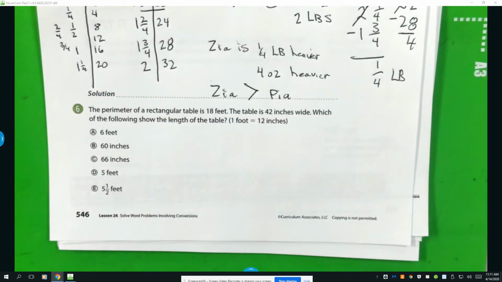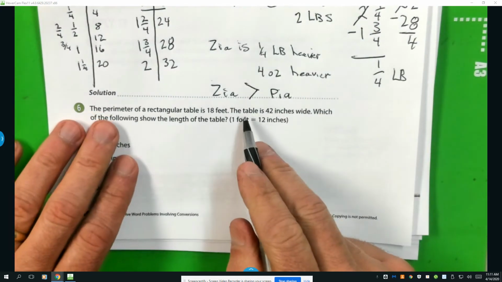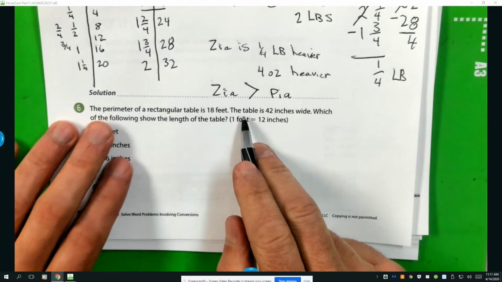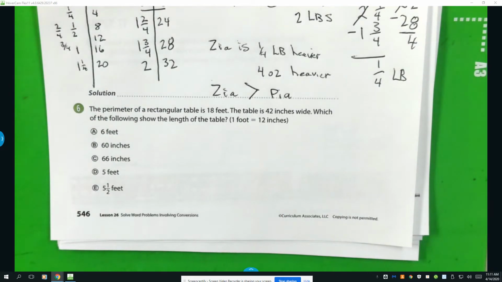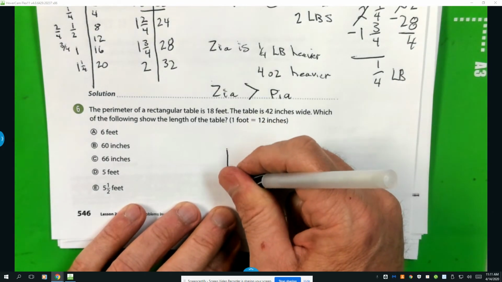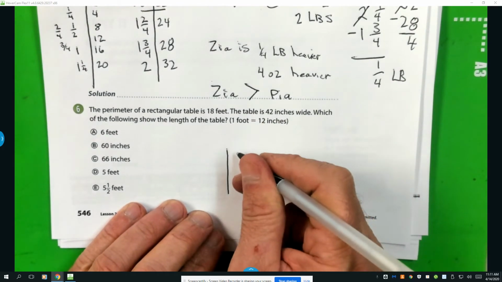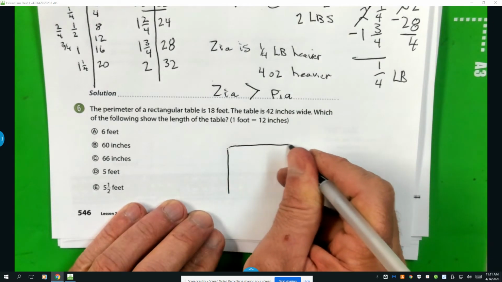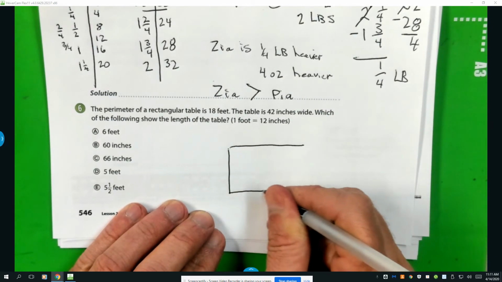Last one. Perimeter of rectangular table is 18 feet. The table is 42 inches wide. Which of the following show the length of the table? 1 foot equals 12 inches. Okay, so think about this. Rectangular table, the perimeter equals 18 feet.